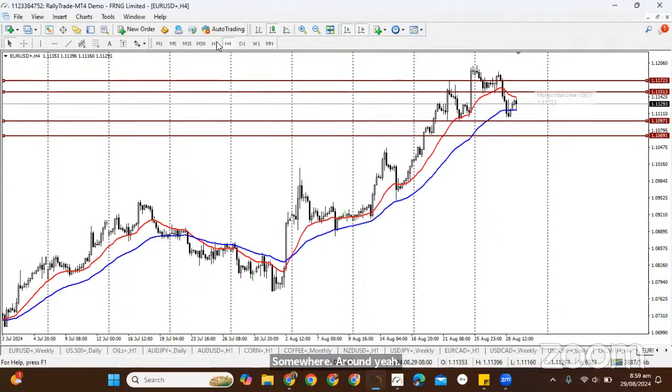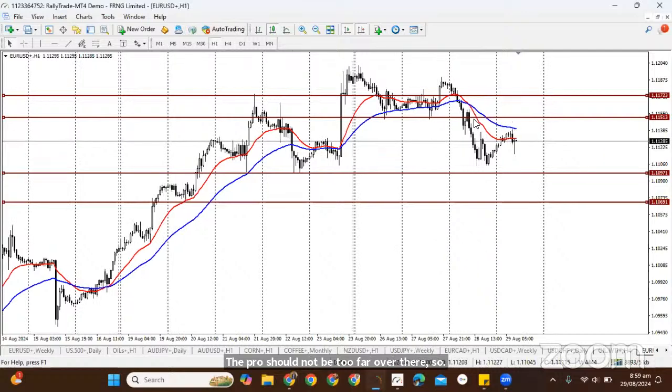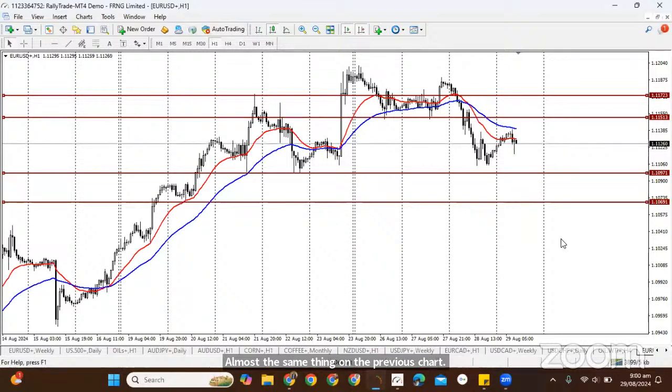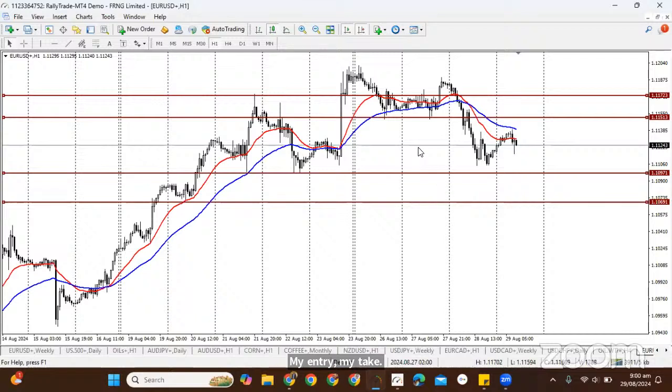So on 1 hour time frame, you can see that it is still like what I showed us on the previous chart, almost the same thing, with my entry and my take profit. So please, you can be looking out for more of sell on Euro USD rather than a buy. For now, more of sell rather than a buy on Euro USD.